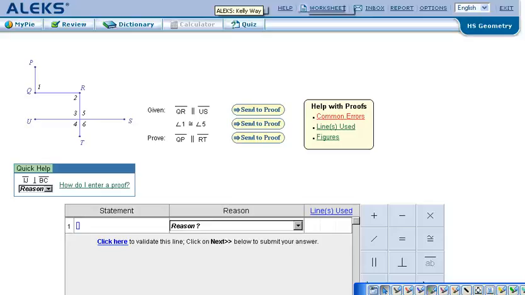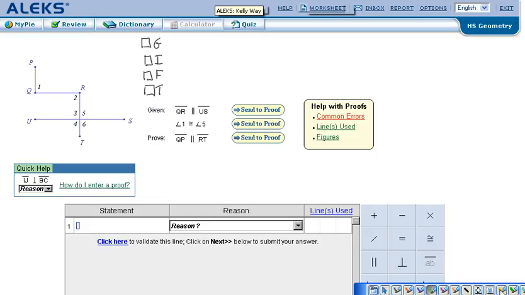Proofs involving parallel lines. We're going to be following GIFT: given, looking for given information, implied information, freebies, things that are always true even if they're not in the given, and then we're going to talk it through. We're going to finish all 4 of these steps prior to even completing the proof.